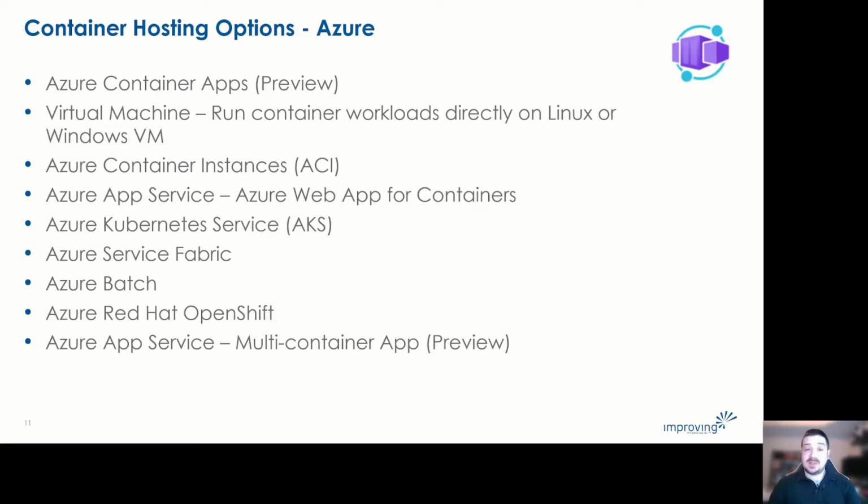There's Azure App Service, where you can run Azure Web App for Containers. You've got Azure Kubernetes Service, as we've talked about, and we'll talk about a little bit more. Azure Service Fabric, Azure Batch, Azure Red Hat OpenShift, and another preview feature is the Azure App Service multi-container app. This gets closer to microservices in App Service, but without some of the features like Dapr and KEDA autoscaling. However, again, still in preview, so really not sure what direction they're going to go as these services get fully built out.